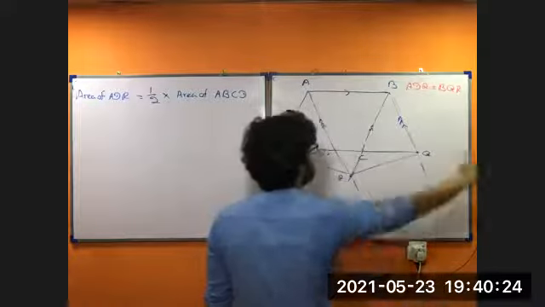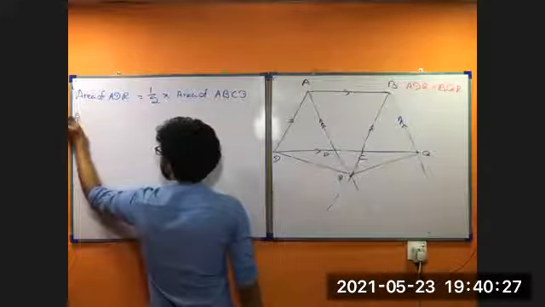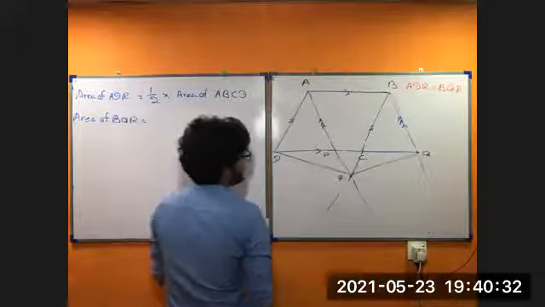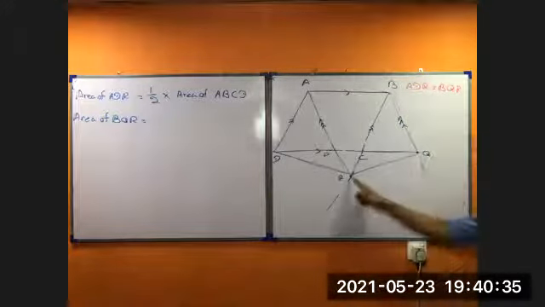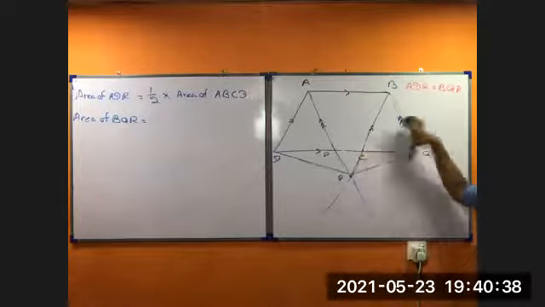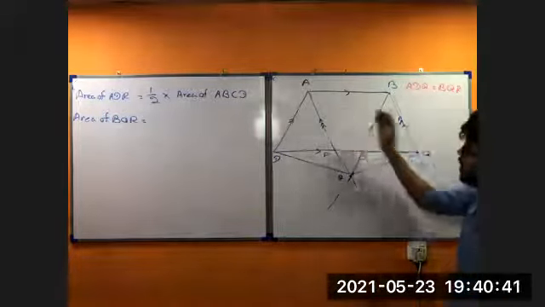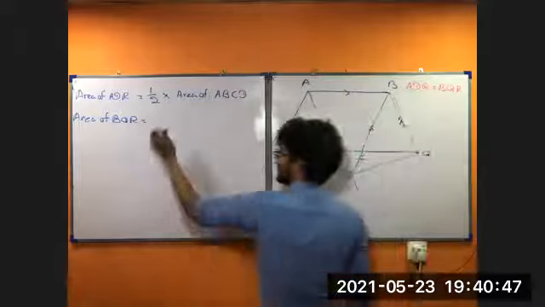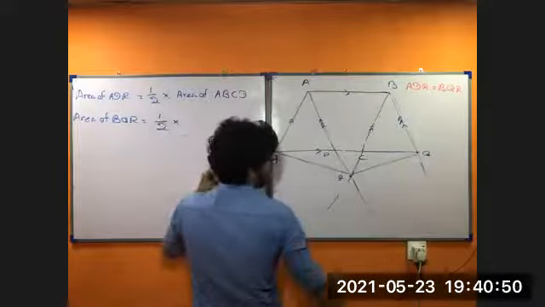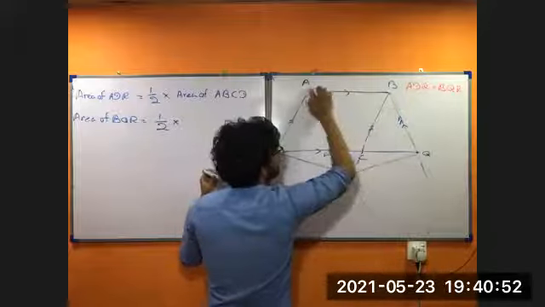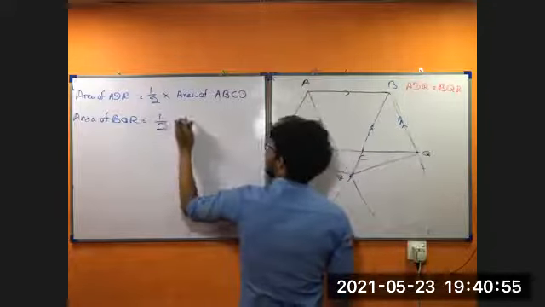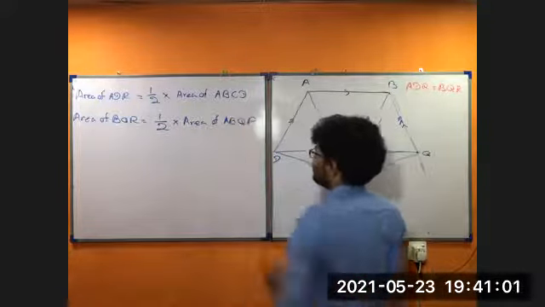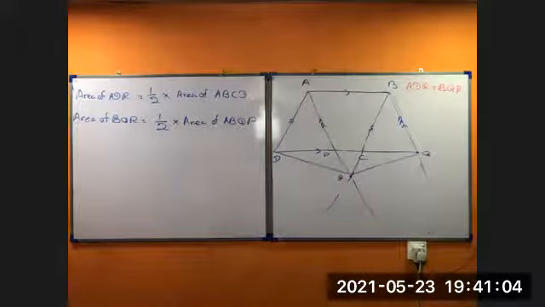And now let me check about BQR. So area of BQR. So I have a triangle here and from the same base there is a parallelogram and between the same pair of parallel lines. So I can say from my theory it is equal to half the area of this parallelogram. What is that? ABQP. Area of ABQP.